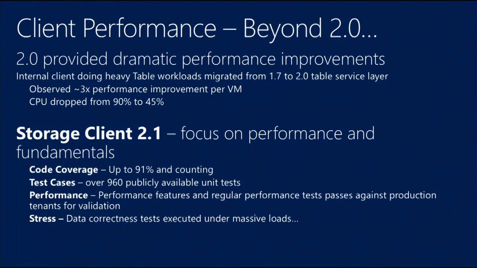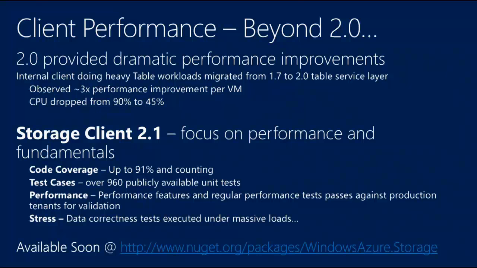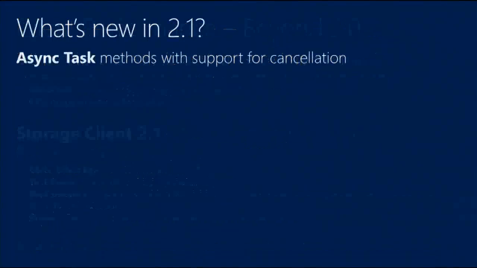And then stress. We have a massive internal stress framework, so every single API we ship, we are pushing terabytes and terabytes of data through it, and we're validating things like data correctness, and also looking for those edge cases that are very hard to reproduce. So what happens when there's no more threads available? What happens when you run out of memory? What happens when there's socket exhaustion? Scenarios like that. So this has helped us really identify and fix some very hard to find issues at scale. Again, this is the NuGet location where you can go and download that. It'll be available shortly.